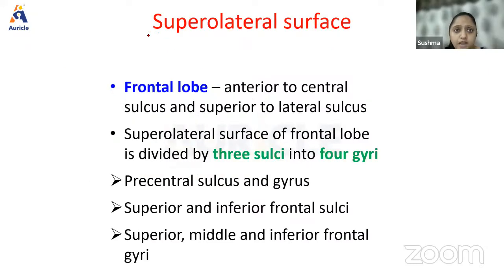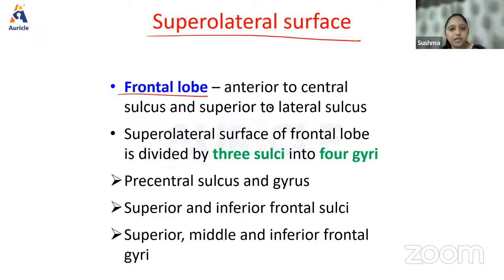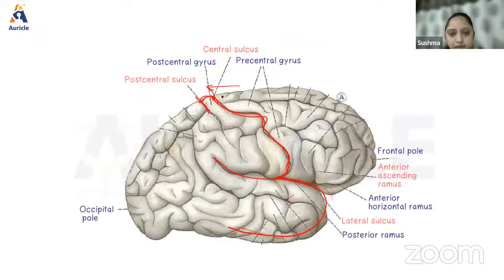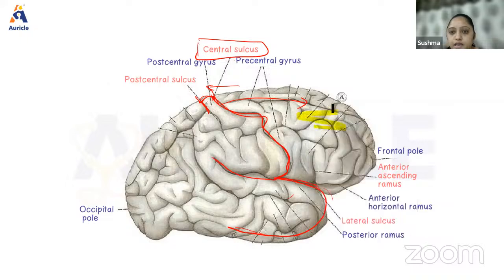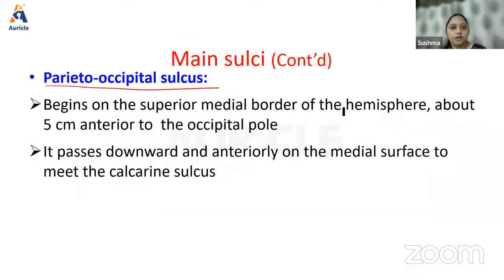Next, in the superolateral surface, we have the frontal lobe. Frontal lobe is anterior to the central sulcus and superior to the lateral sulcus. Again, come back to this diagram. So I always keep saying central sulcus is my reference point. Anything that is anterior to this, this area is my frontal lobe. This area is the frontal lobe, right?